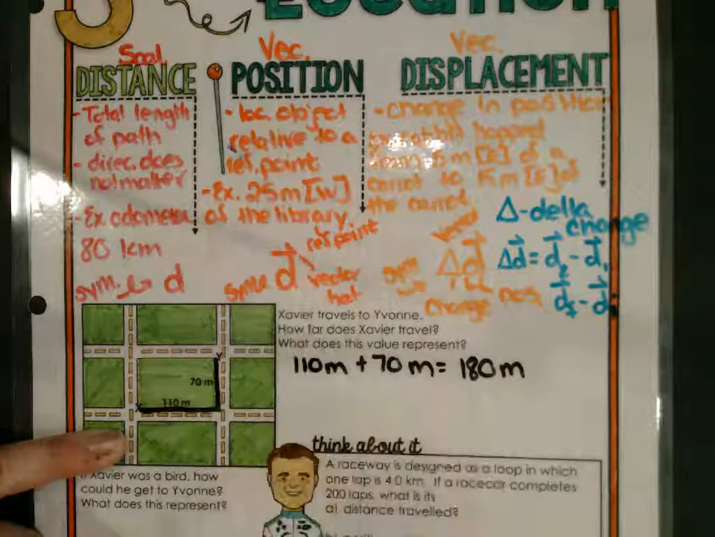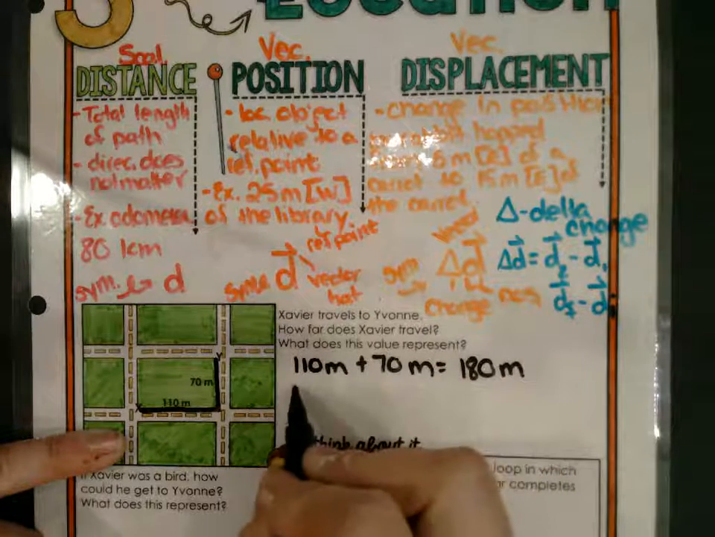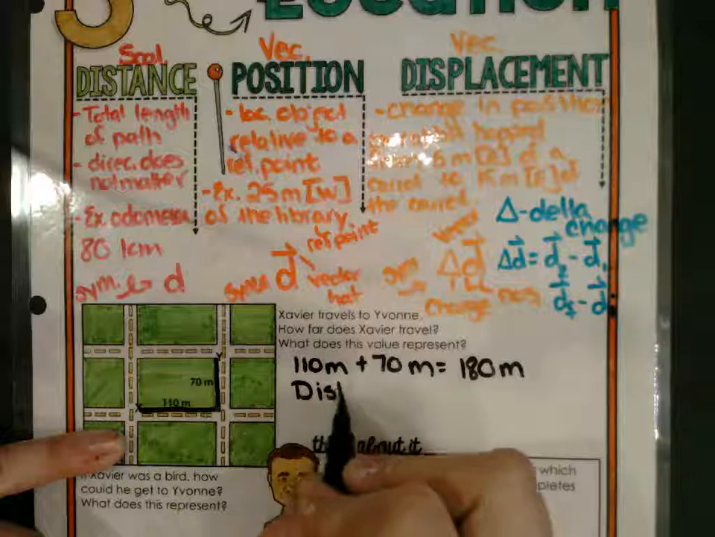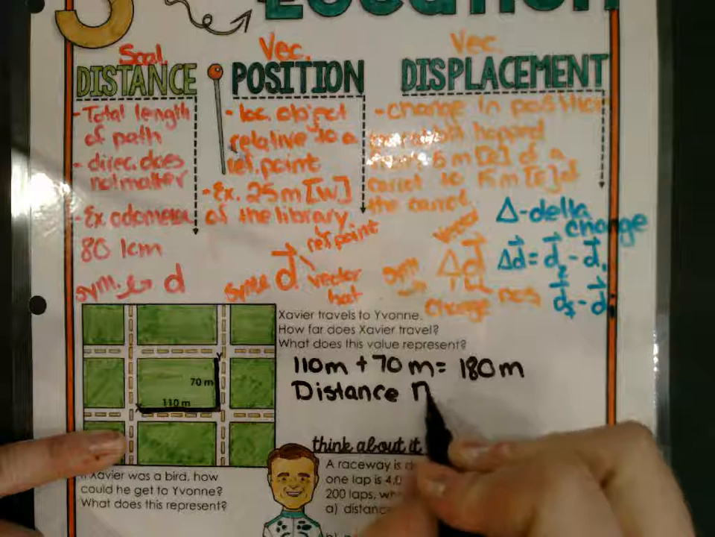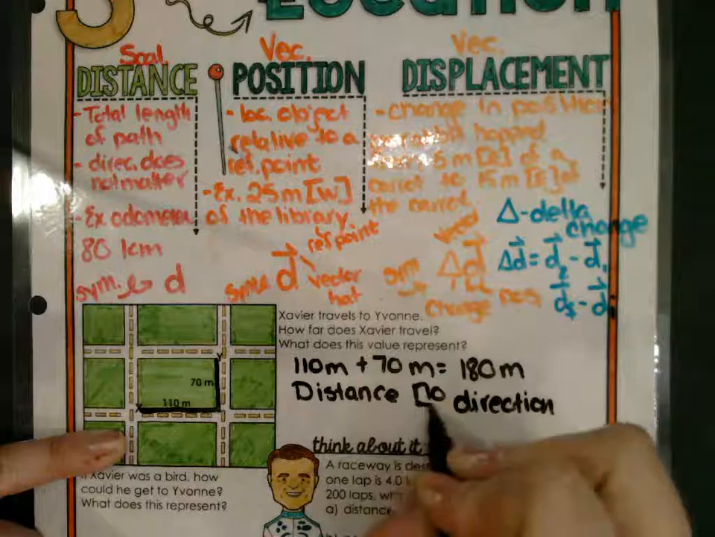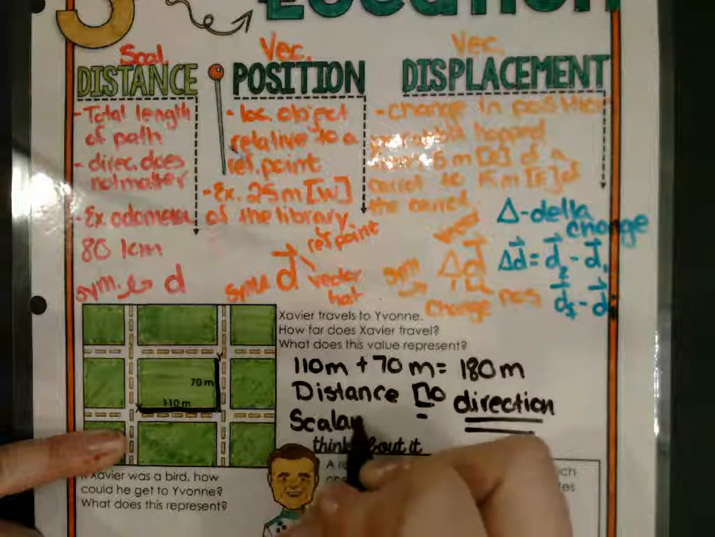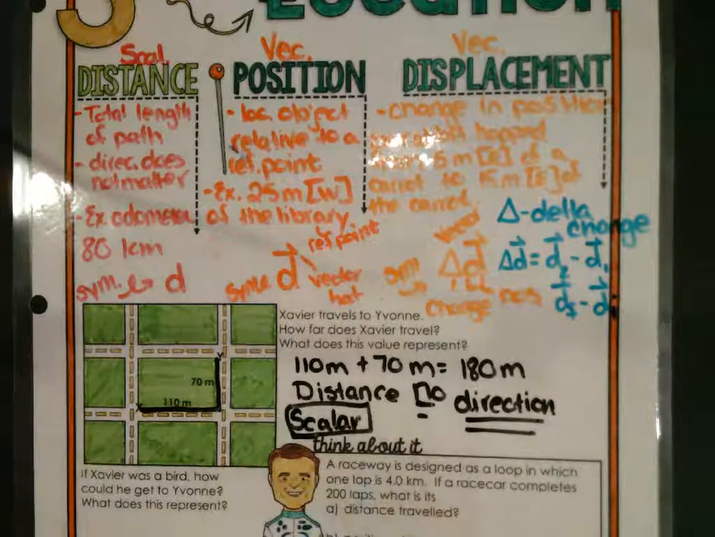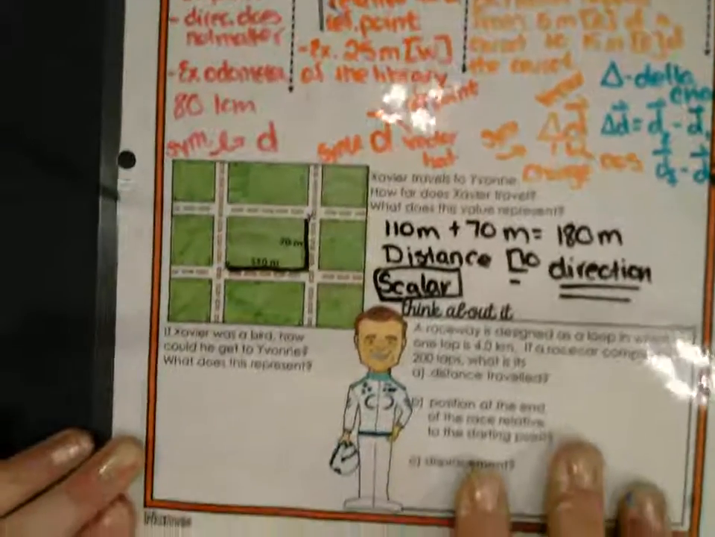It can't be position or displacement because those are both vector quantities. There's only one thing it can be. The only thing it can be is a distance. So the only thing this could possibly represent is distance because there's no direction. So it's a scalar. The only scalar we have is distance. All right, now we are going to throw a little bit of a loop in there, and we're going to bring some math back.